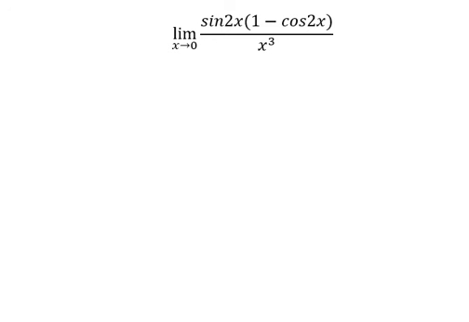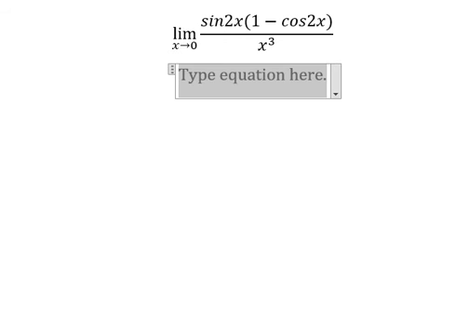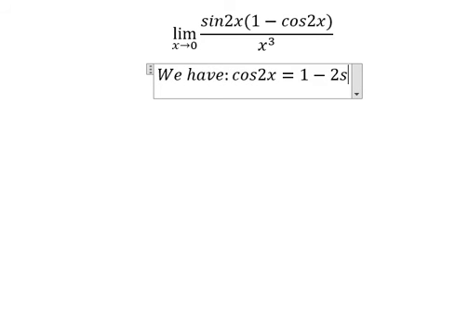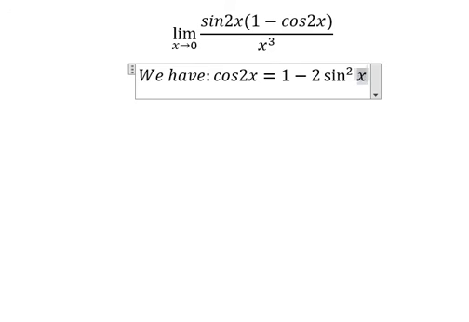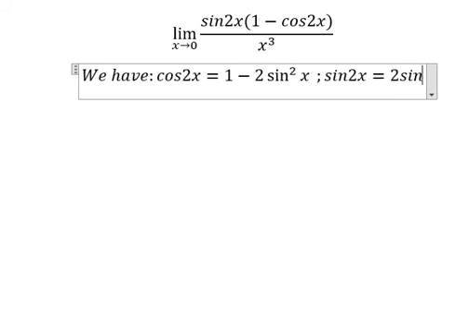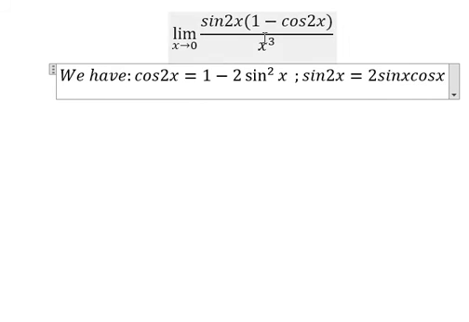The topic today is about limit. So now I will show you how to answer. We have cosine 2x, that's about 1 minus 2 sine x squared. And the second one, we have sine 2x equals to 2 sine x cosine x.